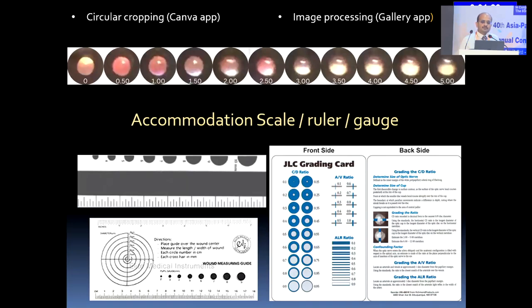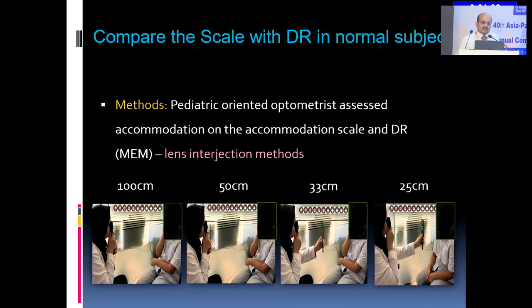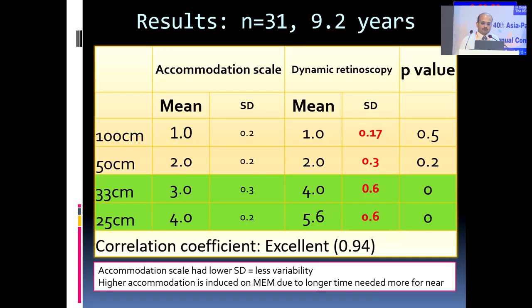And in the past, ophthalmology has seen multiple such scales, such as the pupil gauge or the gauge for cup disc ratio, AV ratio, etc. We had to have 15 patients in our sample for 80% power of the study and 5% significance level. We included 5 to 16-year-old children with normal ocular and systemic health. Our pediatric oriented optometrist first performed this technique, which we coined as estimation dynamic distance direct ophthalmoscopy using accommodation scale, and the minimal estimation method, which is a dynamic retinoscopy method.